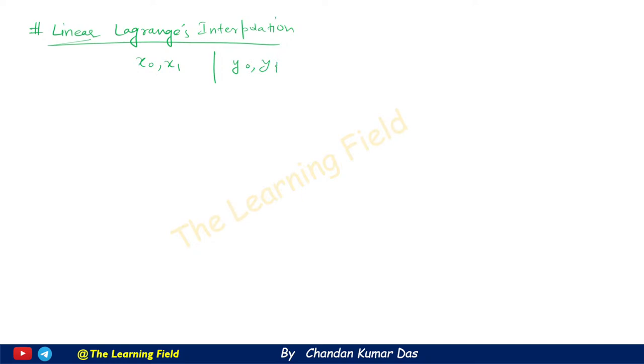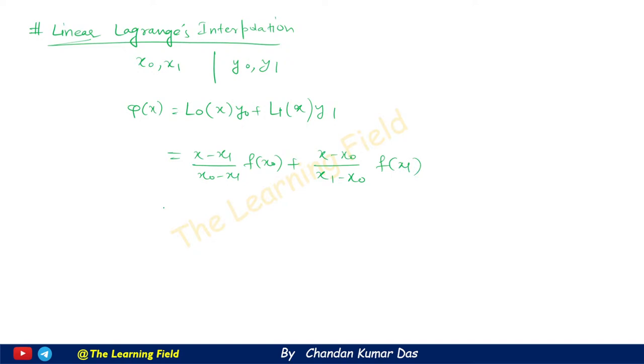Then in this case, the value of φ(x) is equal to L0(x) into y0 plus L1(x) into y1. That means the complete formula is (x − x1)/(x0 − x1) into y0, that means f(x0), plus (x − x0)/(x1 − x0) into f(x1). So, this is the formula. We can write the general formula as f(x0) plus (x − x0)/(x1 − x0) into (f(x1) − f(x0)). This is the formula you can say is the linear Lagrange interpolation.